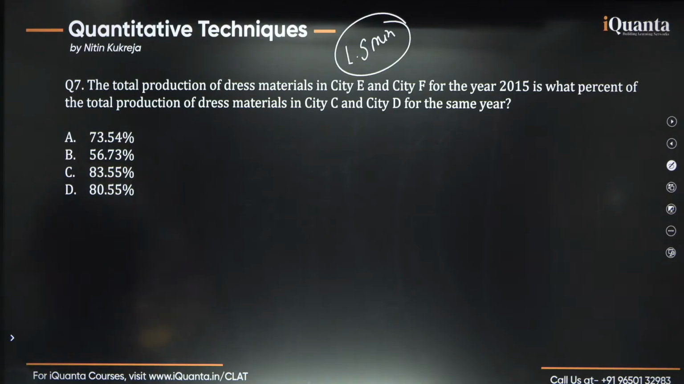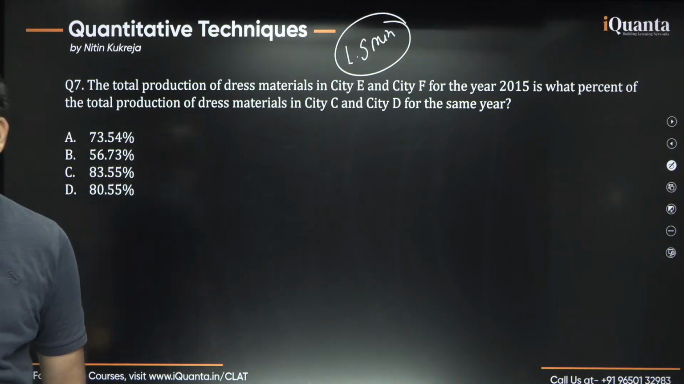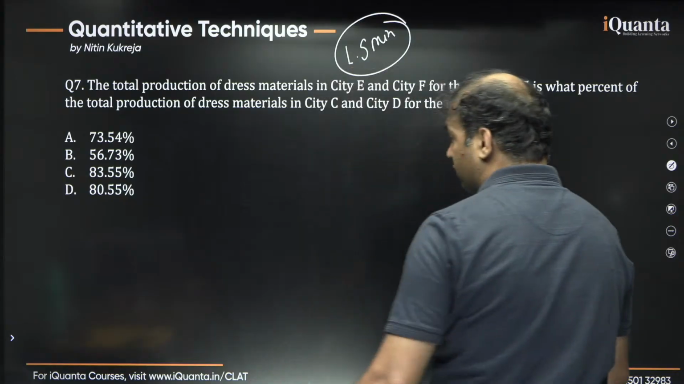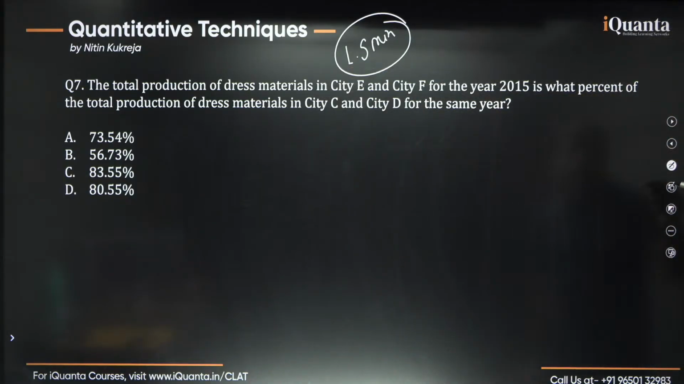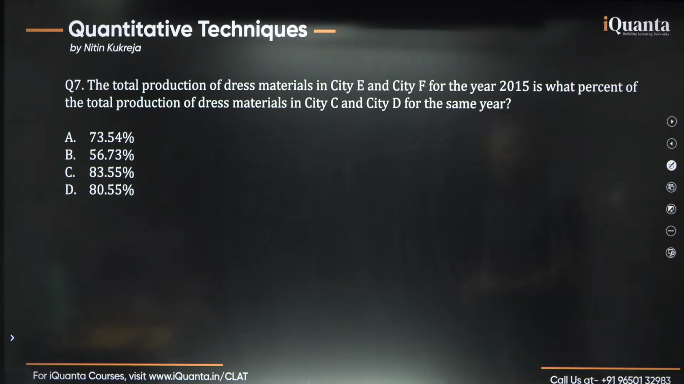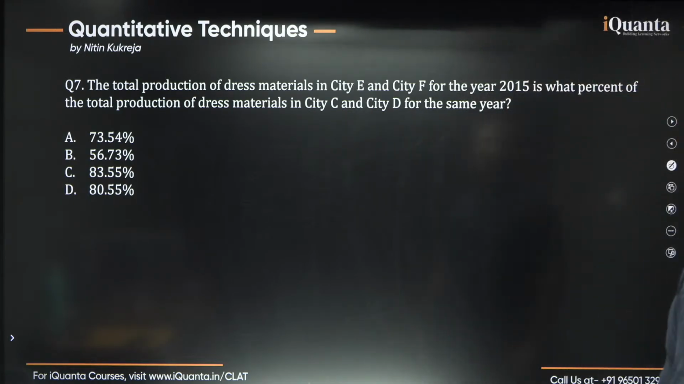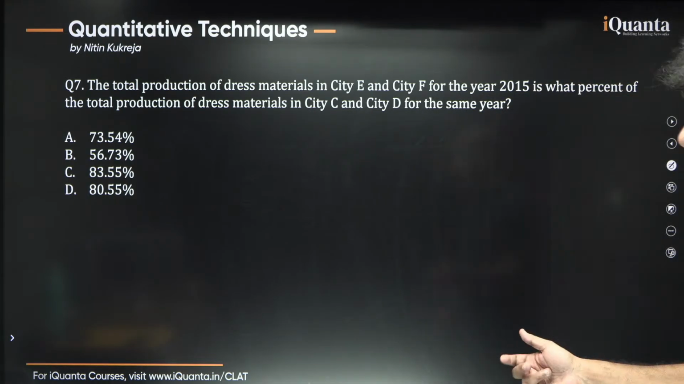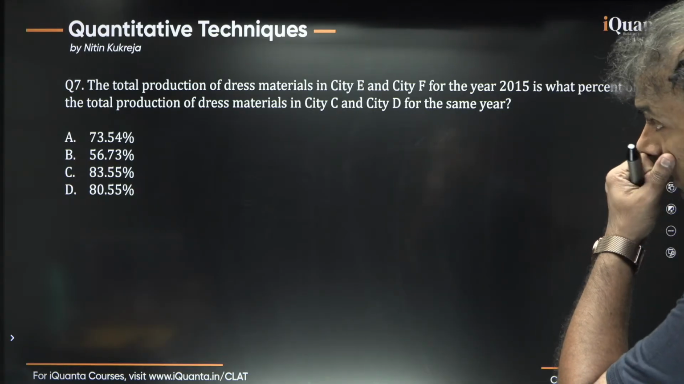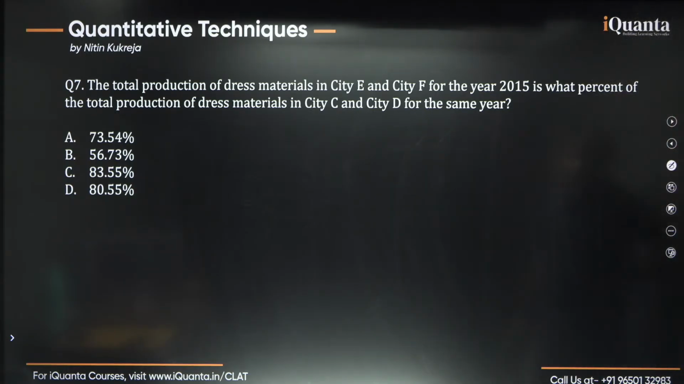Alright guys, the answer is option D. Yes, option D is the answer. 2 students have given the answer. The question says that the total production of the dress materials in city E and city F for year 2015 is what percentage of the total production of dress materials in city C and city D for the same year.